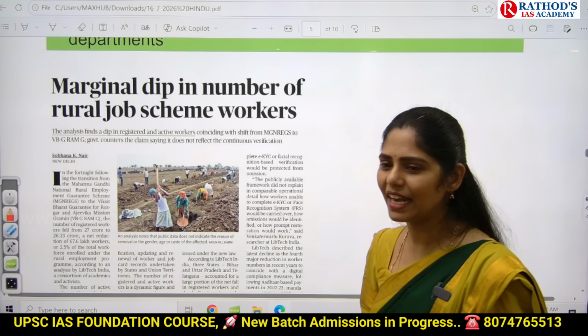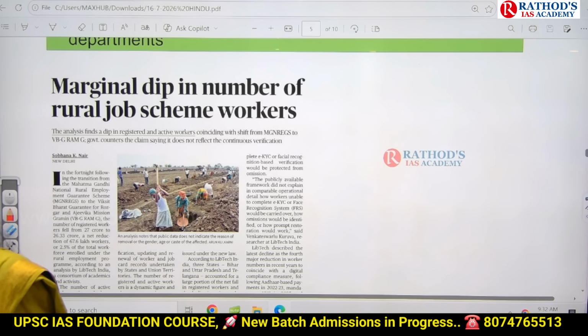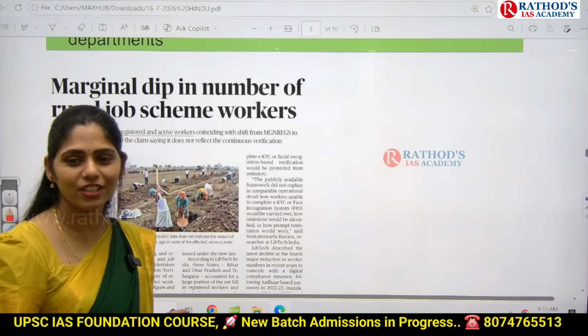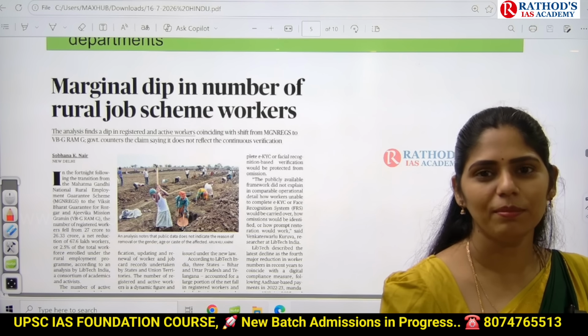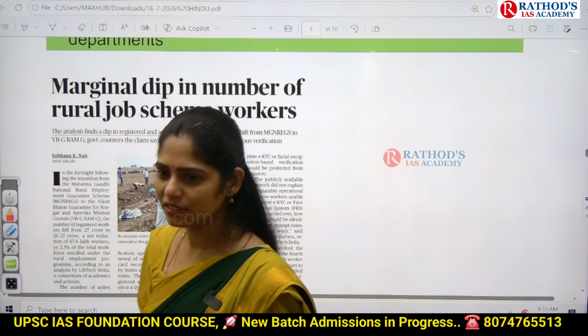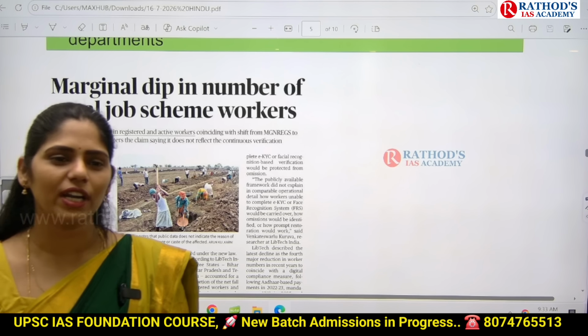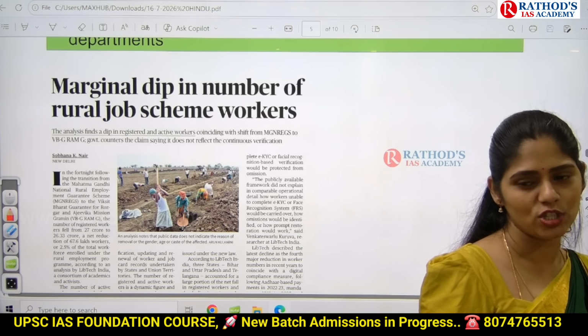Viksit Bharat Guarantee for Ajivika Mission Gramin. So under this scheme, what is the government providing? Employment in rural areas for how many days? 125 days. Next, weekly payments. If they are not getting payment weekly, they'll get compensation per day, so much, so and so amount.